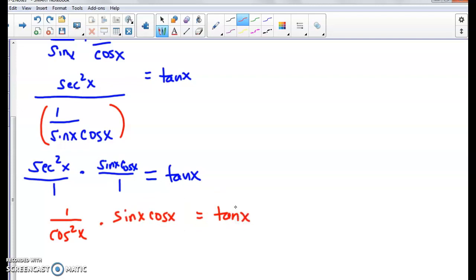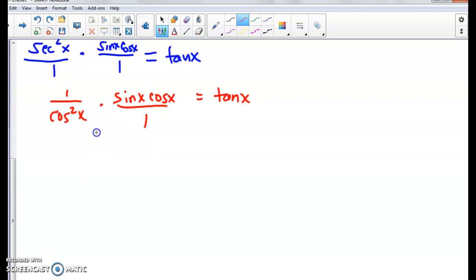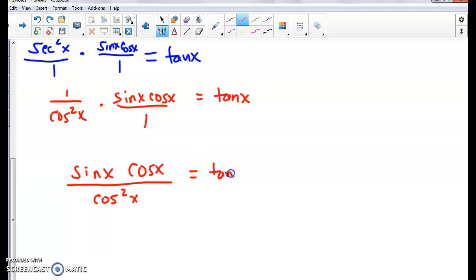Let's see if this is going to work for me. I guess I will put that over 1. Okay, now I have the sine x cosine x on top over the cosine squared x, which is equal to the tangent of x.